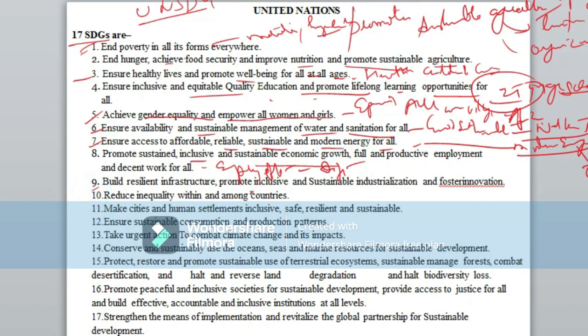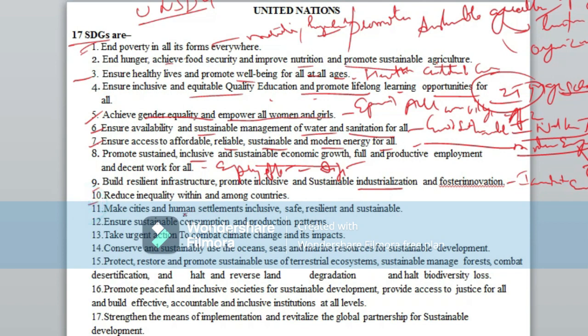Ninth is building resilient infrastructure, promoting inclusive and sustainable industrialization and fostering innovation. So industrialization should keep environmental concerns in mind. So forests should be preserved.